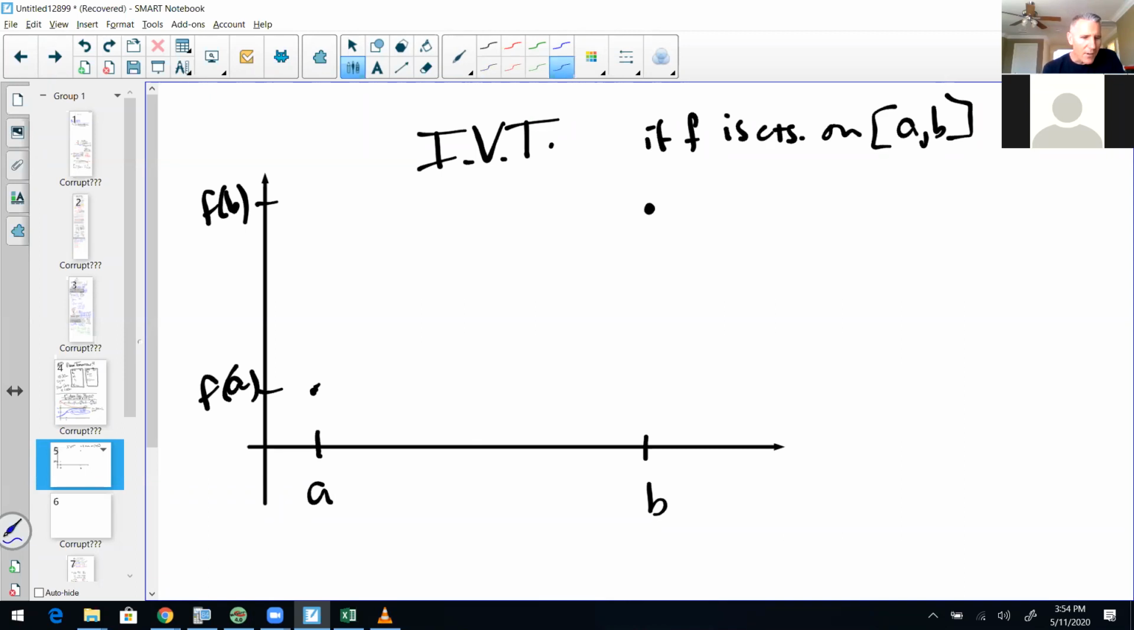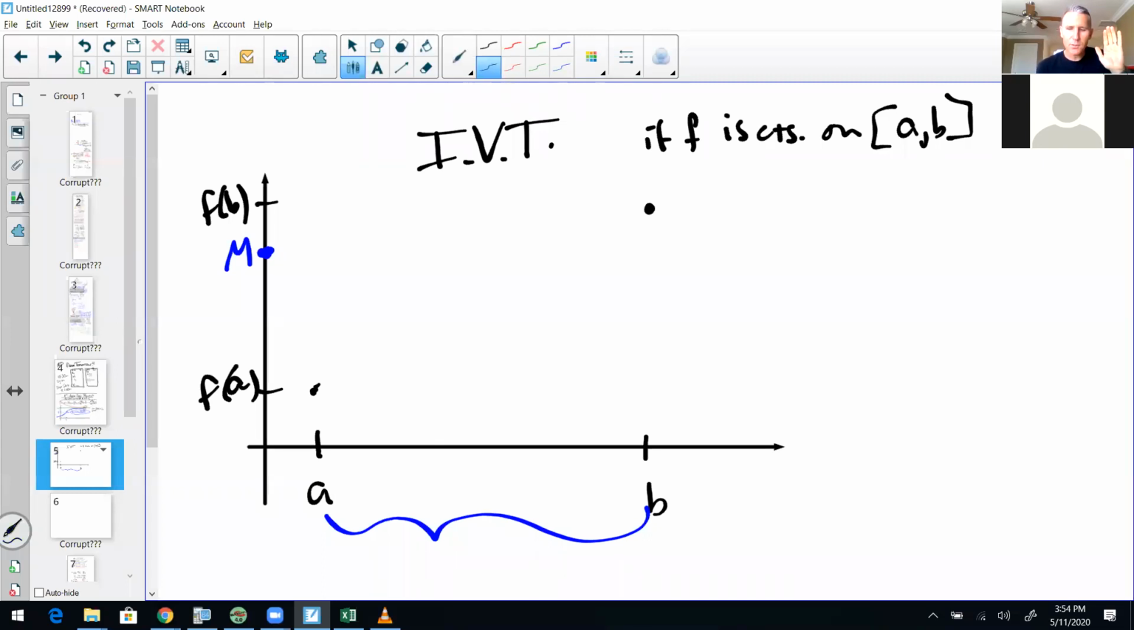If you choose any value in between f of a and f of b, let's say this guy, they called it m. So if I choose any value in between f of a and f of b, there must be a value in between a and b, call it c, such that f of c is equal to m.